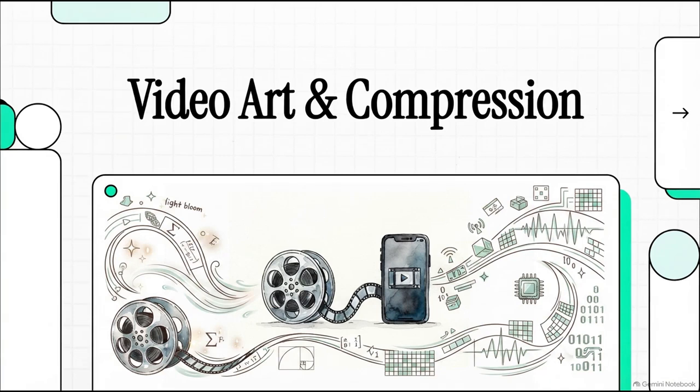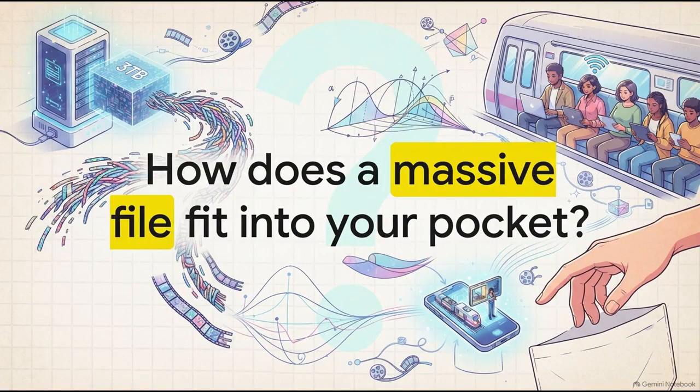Welcome to today's Explainer. We're about to go on a seriously fascinating journey, tracing the path of digital media all the way from the creator's screen directly to the palm of your hand. I mean, think about it for a second. Just one single hour of uncompressed 4K video takes up roughly 3 terabytes of space. So, how in the world does a massive cinematic file actually fit right there in your pocket?